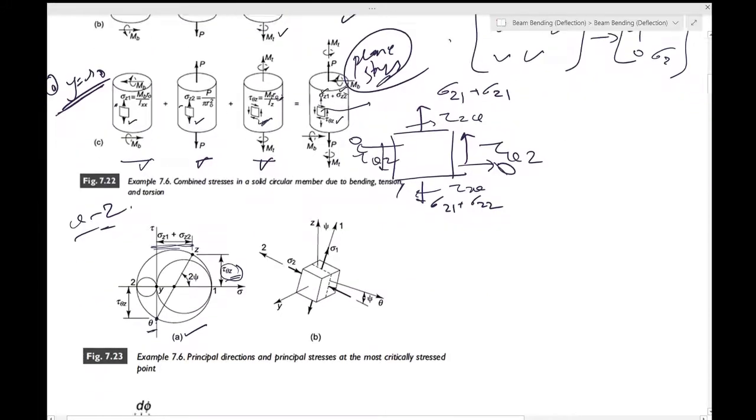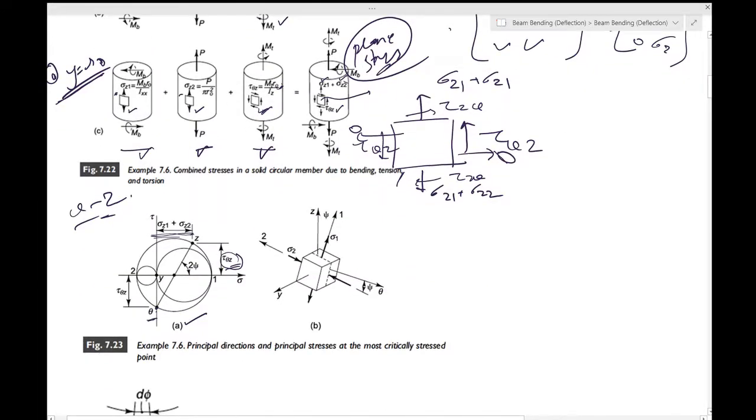So once you have things in your theta z system, you would want to convert it to the 1-2 system, which is the principal system, and then you can find your answer. Okay, so this is how you would do this problem. Again, if you are not clear about how to draw this and how to come to this, please check lecture 14 or that discussion in chapter 4, which is stress in the generalized plane.